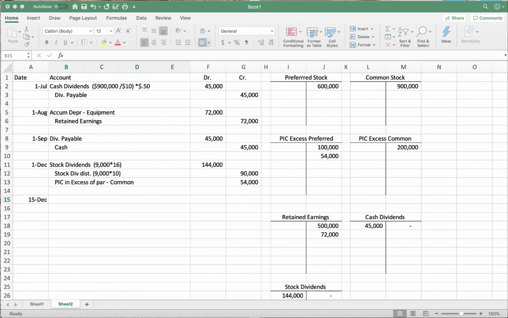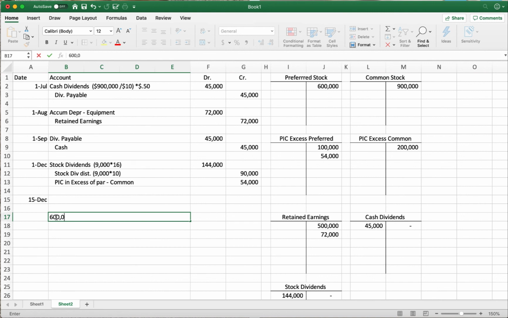Well, think about it. It has a par value of $100,000. The total dollar amount is $600,000. So I'm going to come down here and work out the calculation, right? The first thing I did was take the $600,000. That's the total value of that account. I divided by the par value, which is $100. That gives me 6,000 shares. Okay.